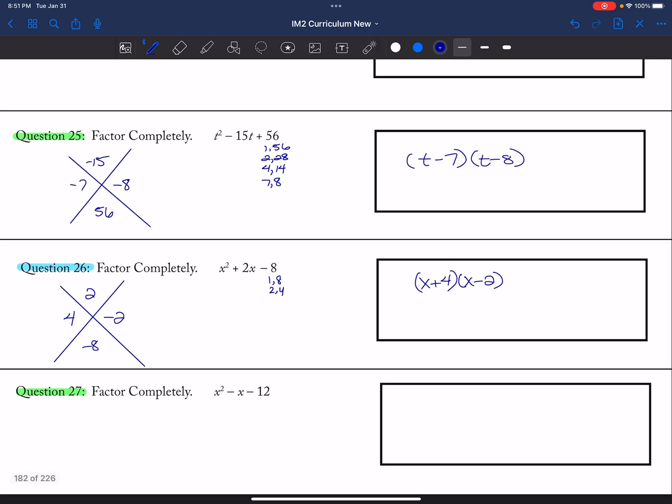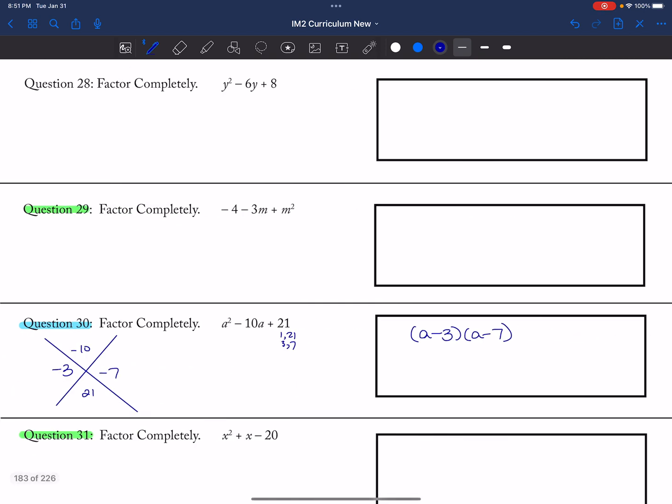Okay. And then -12. So I want -1, -12, -4, and 3 are my factors. So 1 and 12, 2 and 6, 3 and 4. So x minus 4 and x plus 3. Okay, that's 27, 28, 29.